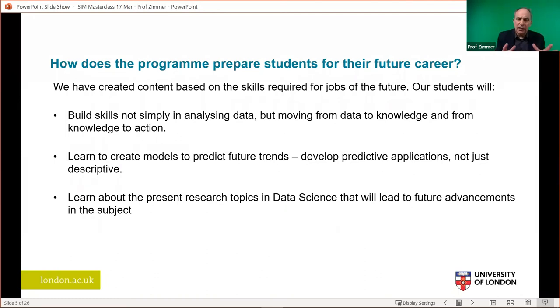So we actually are in touch with a lot of employers. In fact, there are now about 700 students on this program in the world, and many of them are employed in relevant industries. So they work with us on telling us what they think is needed in these programs, as well as our own research links with companies and just teaching links with companies.